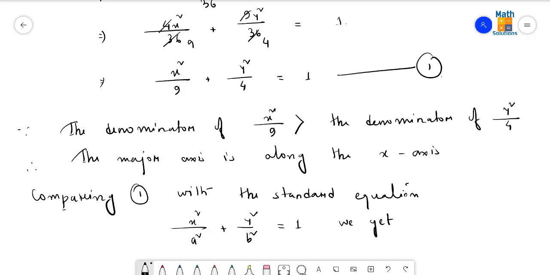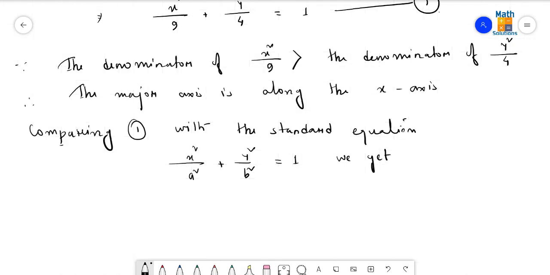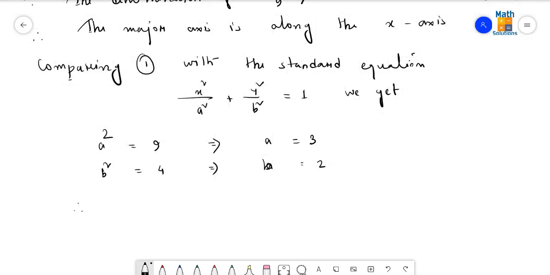What do we get? A square comes as 9, which will give us a is equal to 3. Then b square comes as 4, which will give us b is equal to 2. So next we are to get the value of c. Therefore c is equal to square root of a square minus b square, and we shall be getting 9 minus 4. So this is root 5.